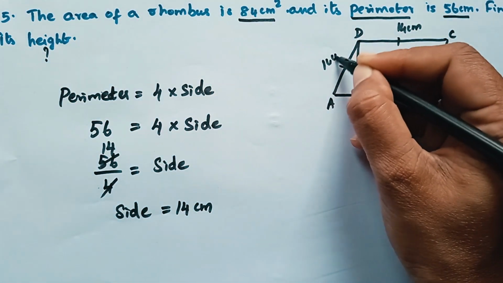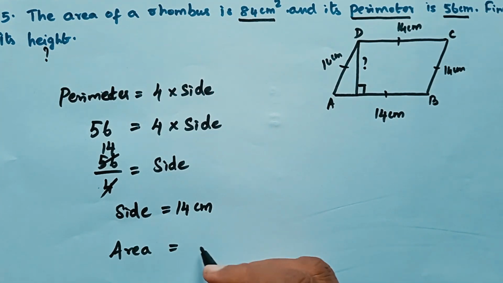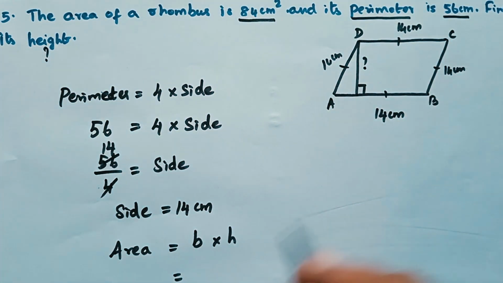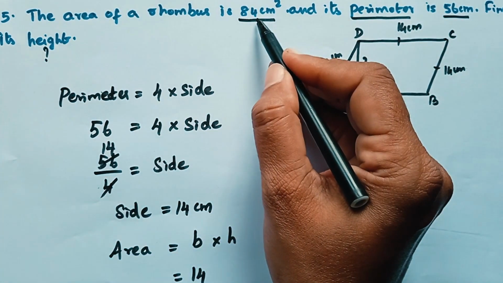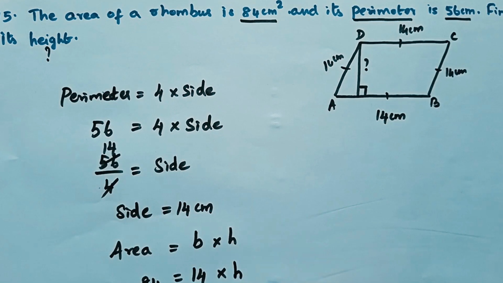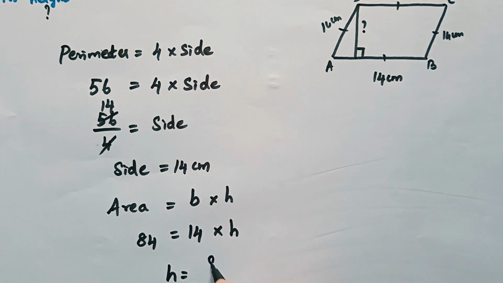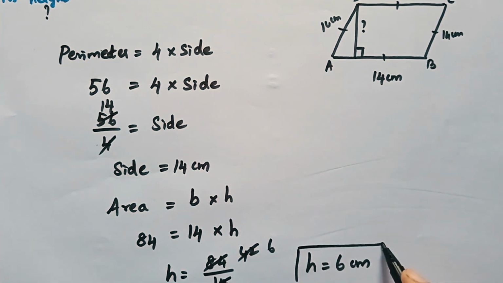Now we need to find the height. Using the area formula we can find the height. Area is equal to base into height. Here the base is 14 and they have given the area as 84. But height we don't know, right? So substitute as h. From this we can find the height. So h is equal to 84 divided by 14. 2 7s are 14, 2 4s are 8, 2 2s are 4. Again 7 into 6 is 42. So height h is equal to 6 centimeters. This is the answer for the above question.